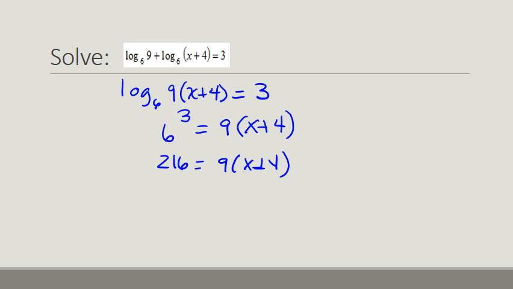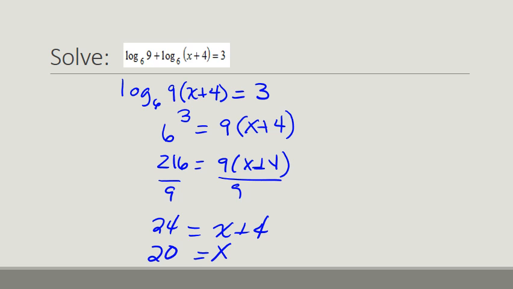Now you can either distribute or divide both sides by 9. I'm going to divide by 9, and I'm going to get 24 equals x plus 4. And if I subtract 4 from both sides, I get x equals 20.